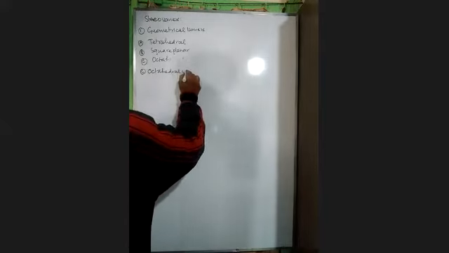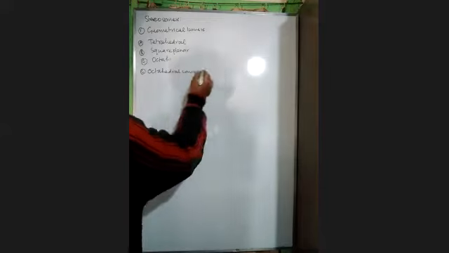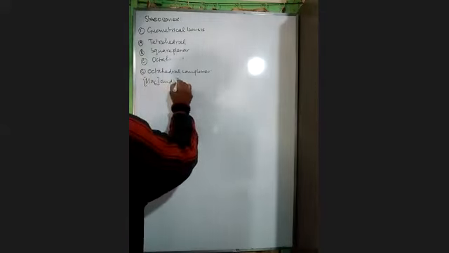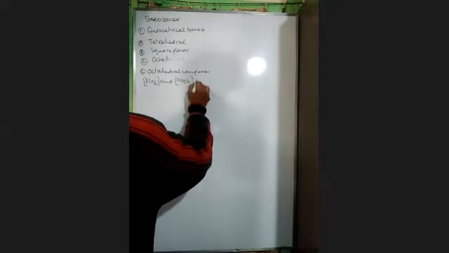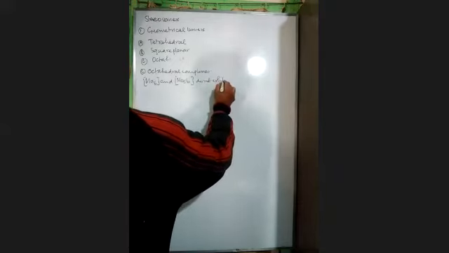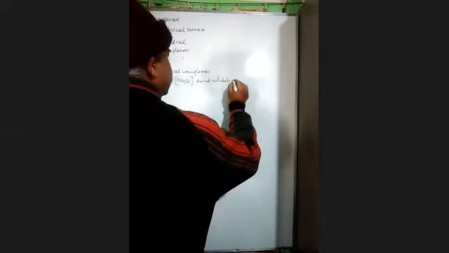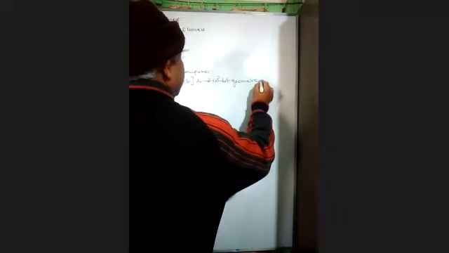Now we'll go for this octahedral complexes. So here also we'll find M is 6 and MA5B do not exhibit geometrical isomers. Second, MA4B2. Okay.